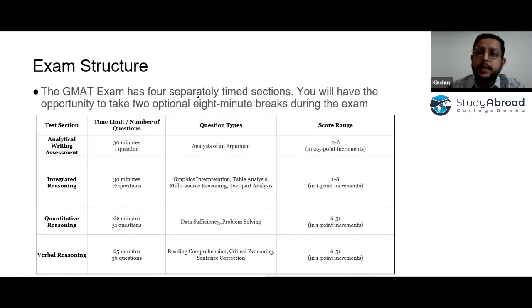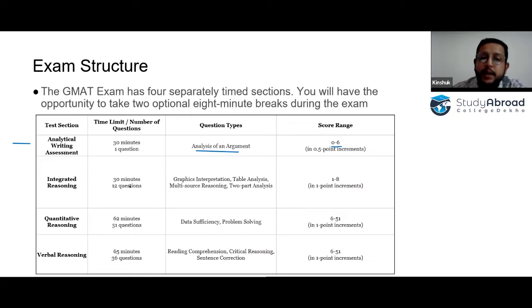All right, now let us understand the exam structure of the GMAT in detail. We have an analytical writing assessment test, right? 30 questions, 1 minute. The type of question is you're supposed to analyze the argument, right? The score is in a range of 0 to 6, and it increases in 0.5 increments. That means you can get a 5, you can get a 5.5, you can get a 6, right? Between 5 and 6 there can be 5.5 only. Why? Because it is a 0.5 point increment.